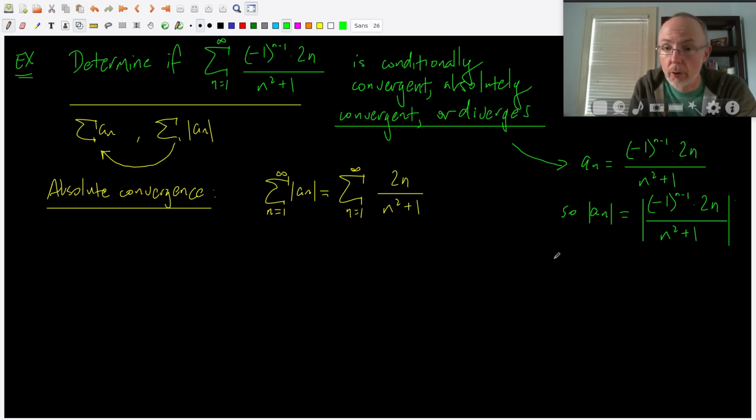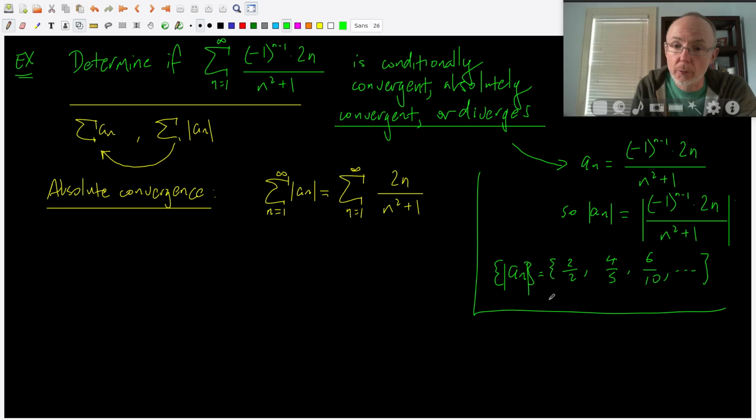So these terms in this sequence, if I were to write it out, the first one would be 2 over 2, which is just 1. This is the sequence of the absolute value of a sub n. When I plug in n equals 1, I'll get 2 over 2. When I plug in n equals 2, I'll get 4 over 5. When I plug in n equals 3, I'll get 6 over 10, and so on. So that's the sequence. I build the series of absolute values by adding those all up.